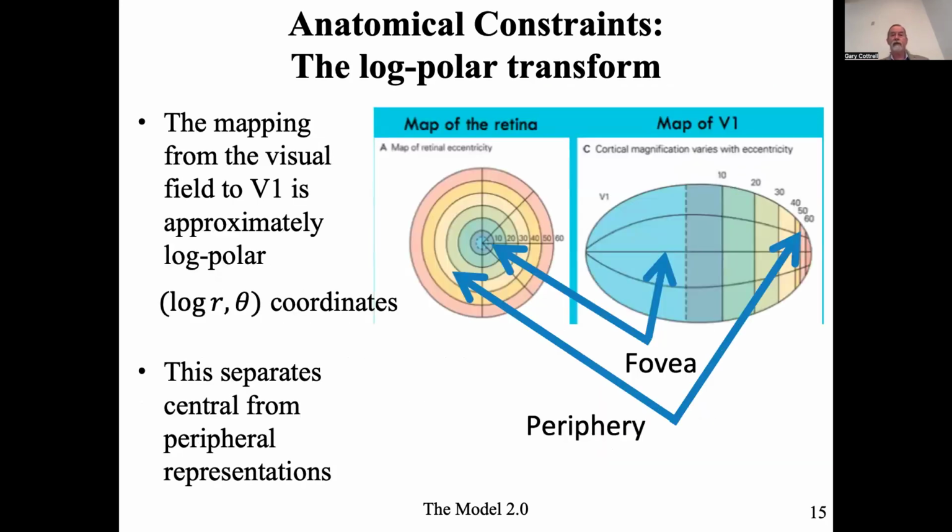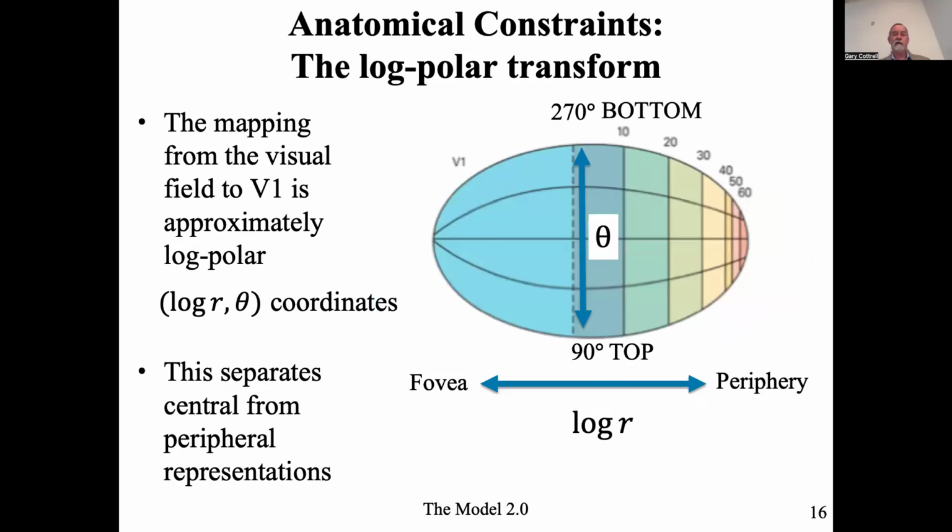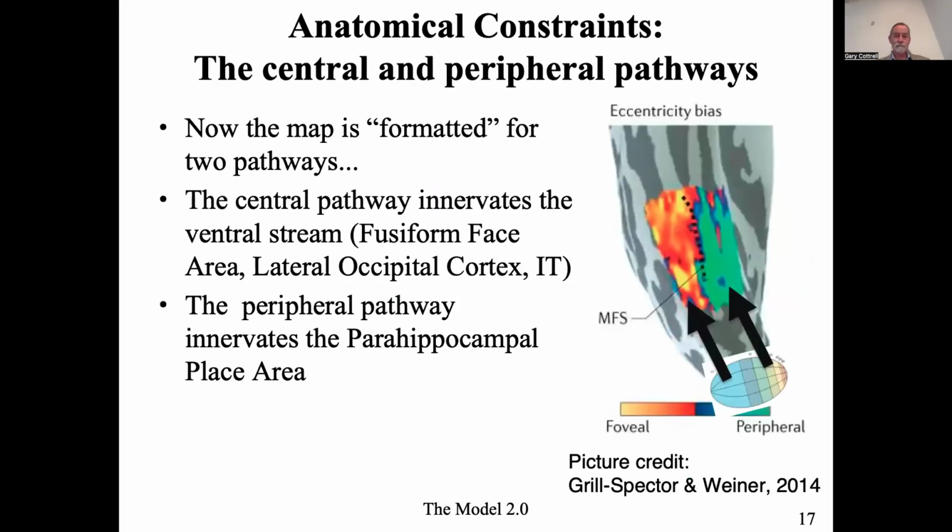So the mapping is approximately log polar, so it's log R and then theta, and that separates central from peripheral representations. This is for people that are bad at math, but you get the idea. Okay. So now the map is formatted for two pathways. You can have a central pathway, which innervates the ventral stream, the fusiform face area, LFC, et cetera, and the peripheral pathway that innervates the parahippocampal place area. And we've used this model to model some results in humans in scene processing.